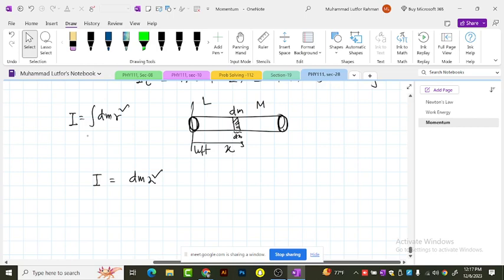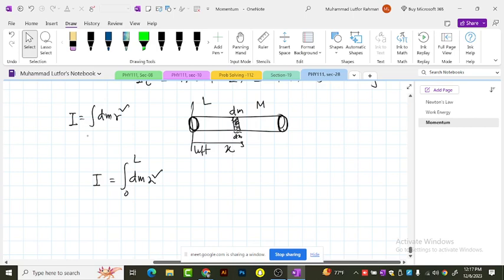That's the moment of inertia for only this differential element of mass. But if I want to find it for the whole rod, I have to integrate this over the rod from 0 to L, right? That should be the formula. But the problem is I cannot integrate these two parts because I have two different parameters: one is the mass, another is the distance.